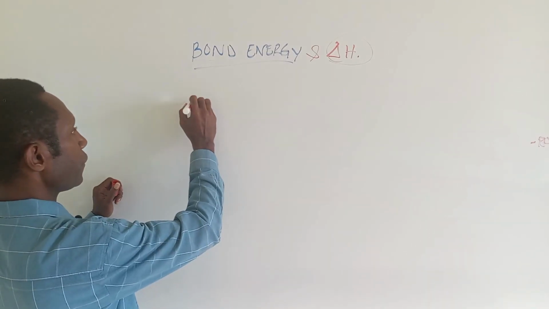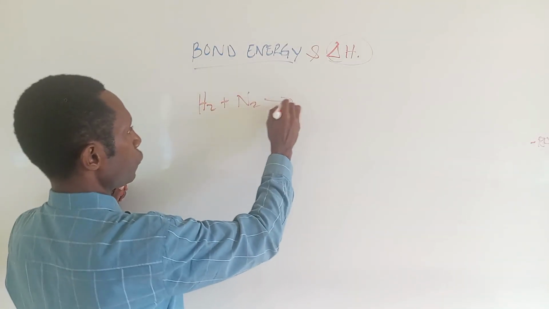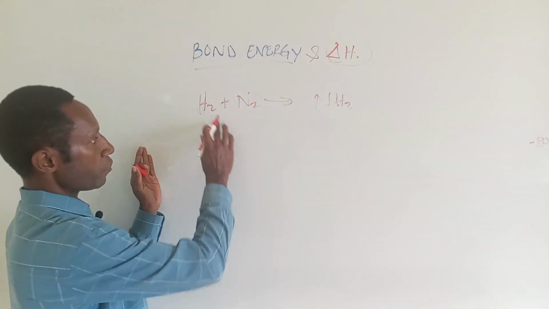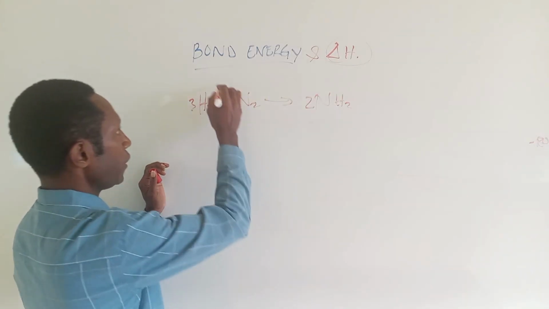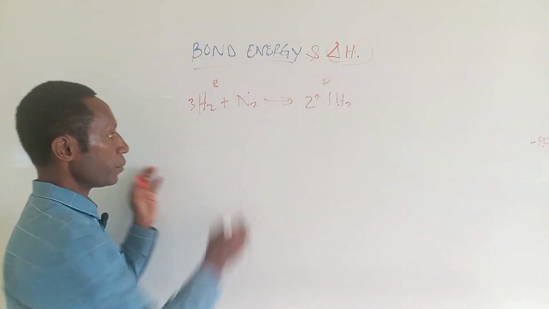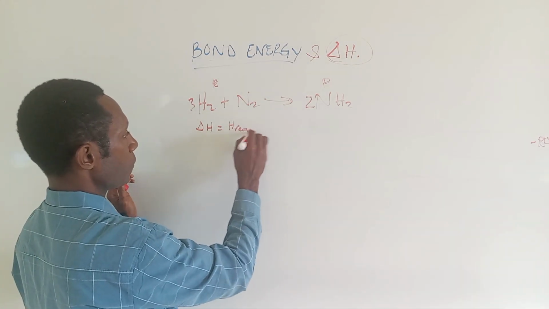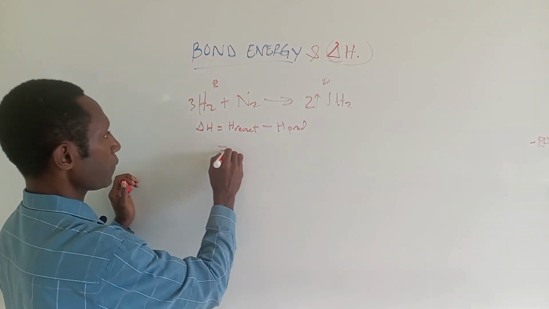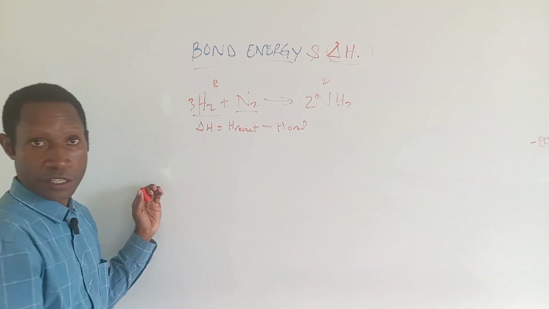What if we have a reaction like this? H2 plus N2 produces NH3. Balance the equation: 3, 1, 2. Reactant, product. We calculate the enthalpy. Enthalpy is equal to H of reactant minus H of product.